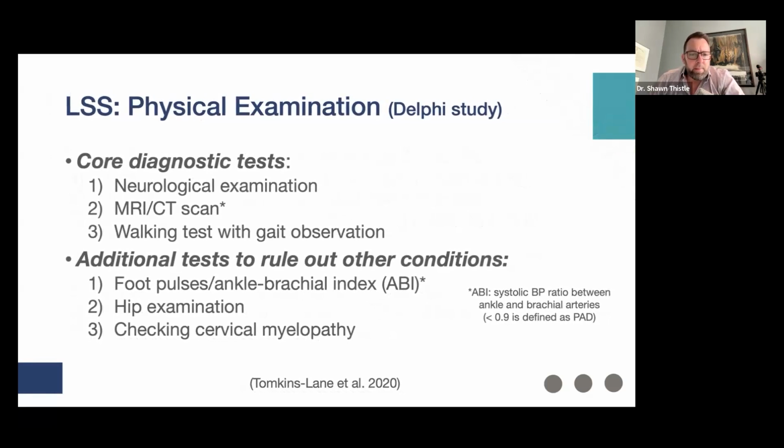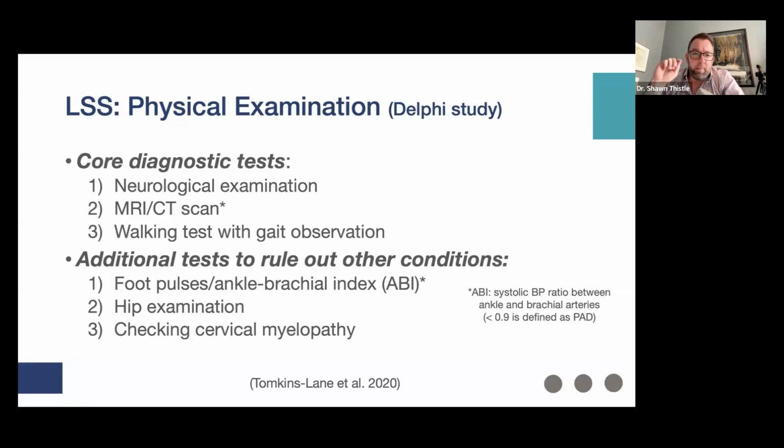From a physical exam perspective, they did a similar process and came up with the following core diagnostic tests. The first is a neurological examination. I'm on board with that. Number 3 is a walking test with gait observation. Totally on board with that too. You want to evaluate their capacity and performance levels while walking. We'll talk more about that later. And then they also add an MRI and CT scan. There's an asterisk there. That's my asterisk. And what I'll say is we don't need that for diagnosis.